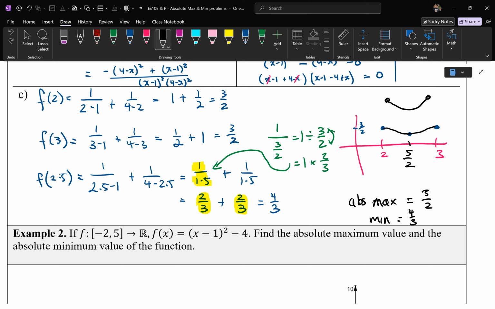So far, so good? If that was something on a CAS, it would have been quick and easier. You could sketch the graph, find the max, find the min. But in this case, these are the kind of questions you're going to be working with. You use the stationary point and the endpoints to predict.